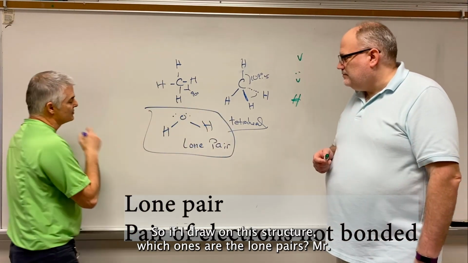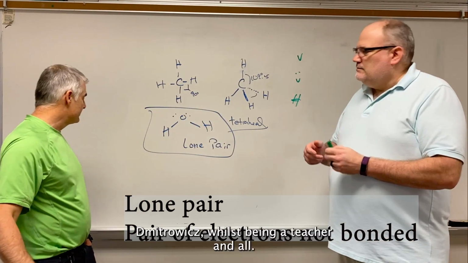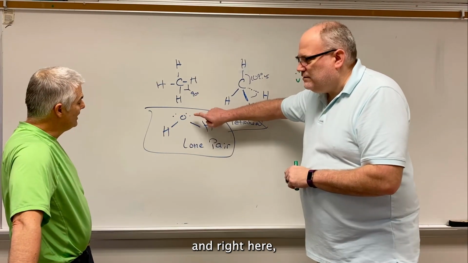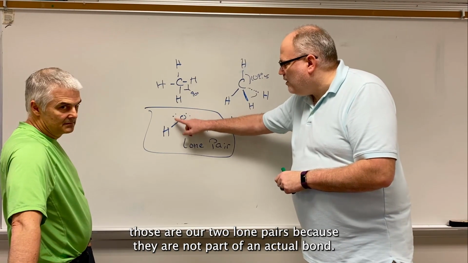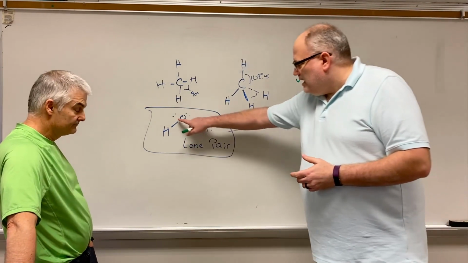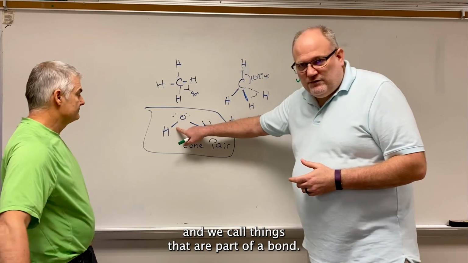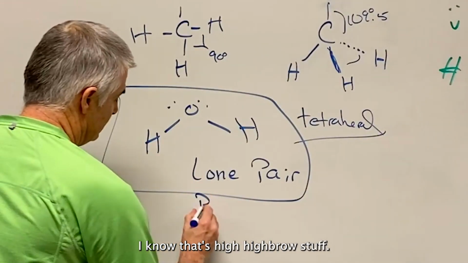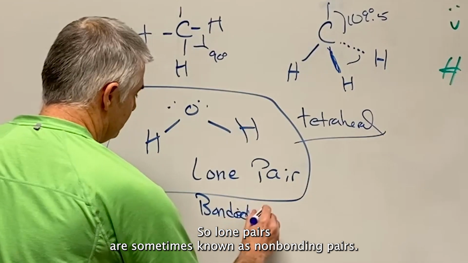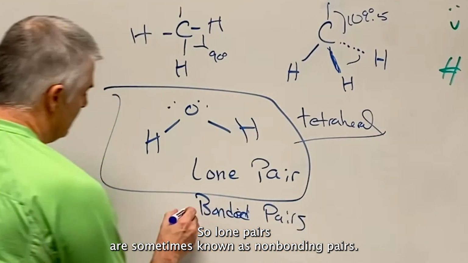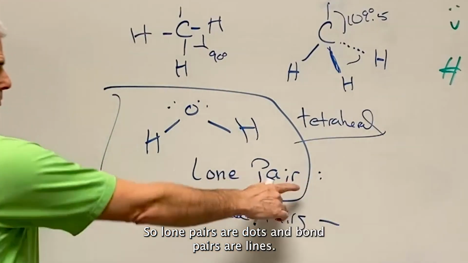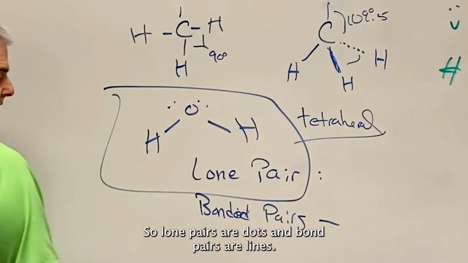So if I draw this structure, which ones are the lone pairs, Mr. Dimitri? Well, as a teacher, I'll hopefully get this right: right here and right here. Those are our two lone pairs because they are not part of an actual bond. In fact, we sometimes call those non-bonding electrons. And things that are part of a bond, we call bonding electrons. I know that's highbrow stuff. So lone pairs are sometimes known as non-bonding pairs, and bonds are sometimes known as bonding pairs. So lone pairs are dots, and bonded pairs are lines.